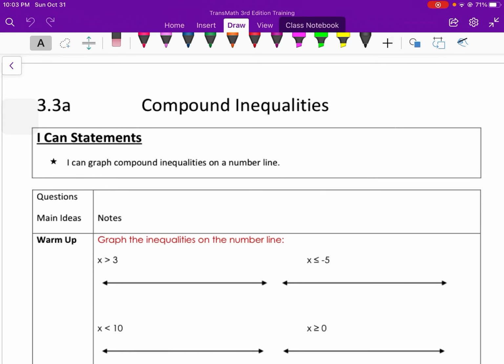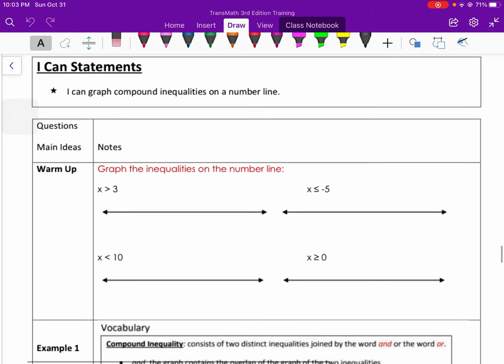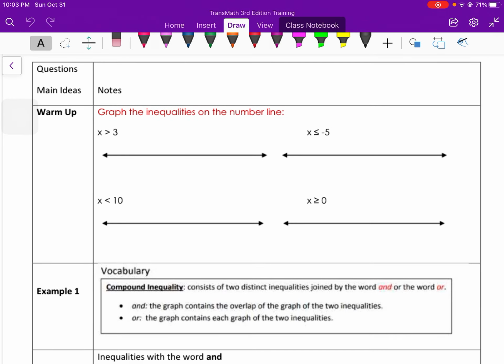Hey class, 3.3a is an intro to compound inequalities and graphing them on a number line. So pause and start with the warm up and just review graphing inequalities on a number line.